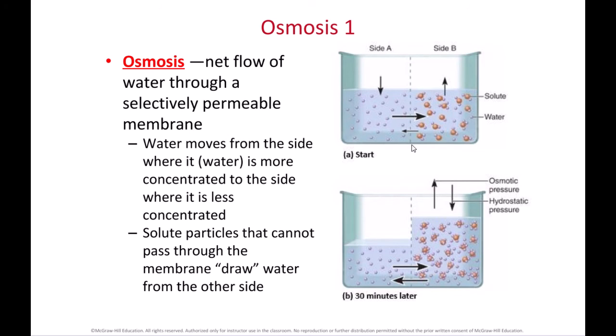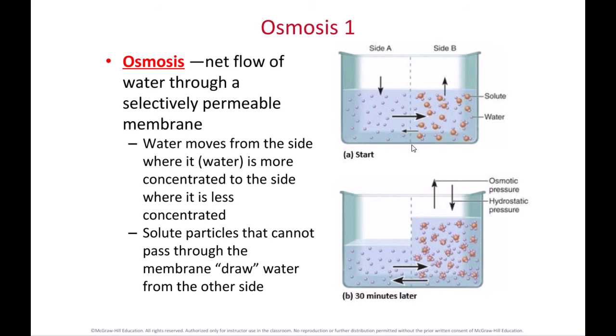This leads us to the diffusion of water. Water is such an important molecule in our bodies that we have a special name for the diffusion of water, and that's osmosis. Osmosis is the movement of water across a selectively permeable membrane, going from an area that has a high concentration of water to an area with a lower concentration of water.